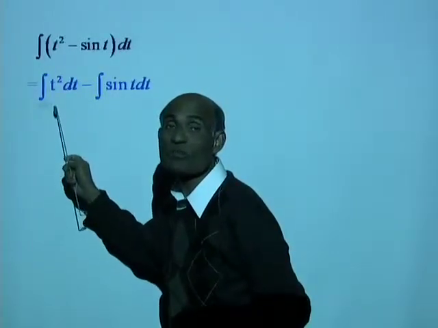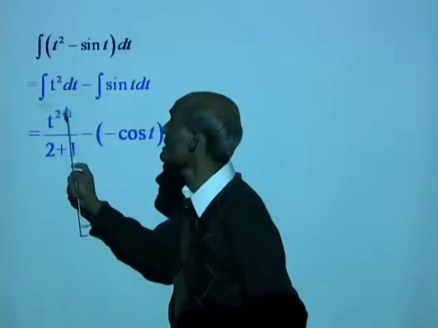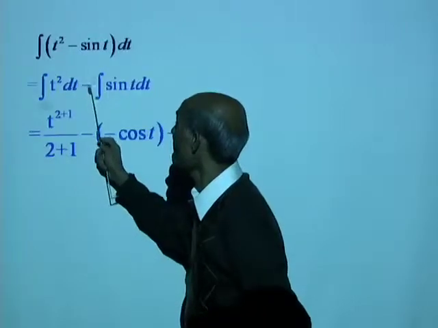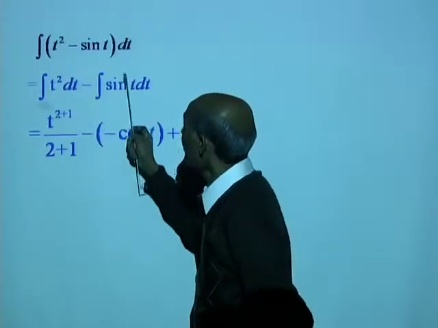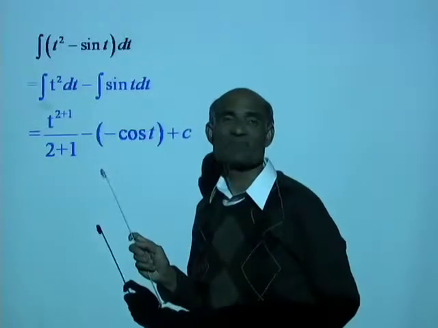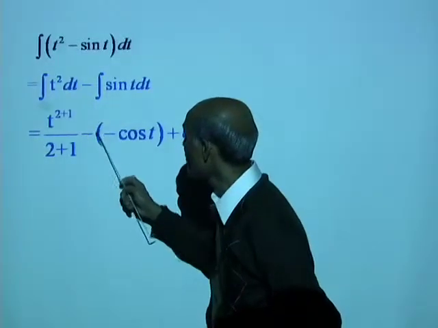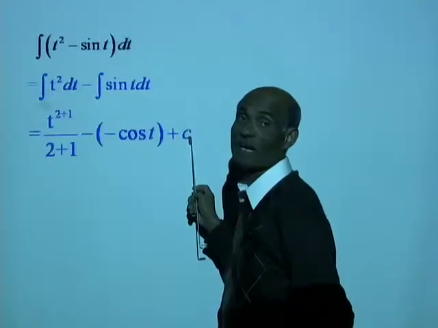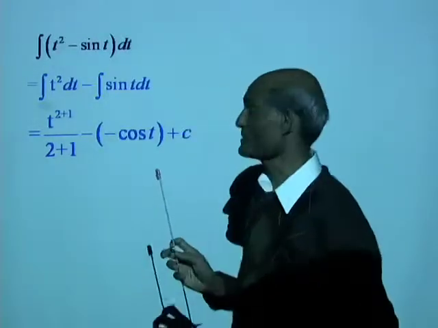How do you integrate t squared dt? It will be t to the power of 2 plus 1 over 2 plus 1, minus, don't mess up the signs there, minus, what is the integral of sine t with respect to t? It is negative cosine t. So that would be minus negative cos t plus c. Don't forget, you need to add a constant when you do your integration.